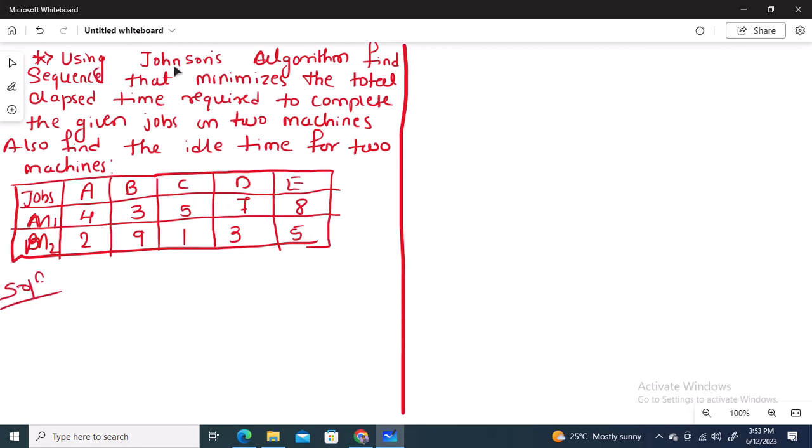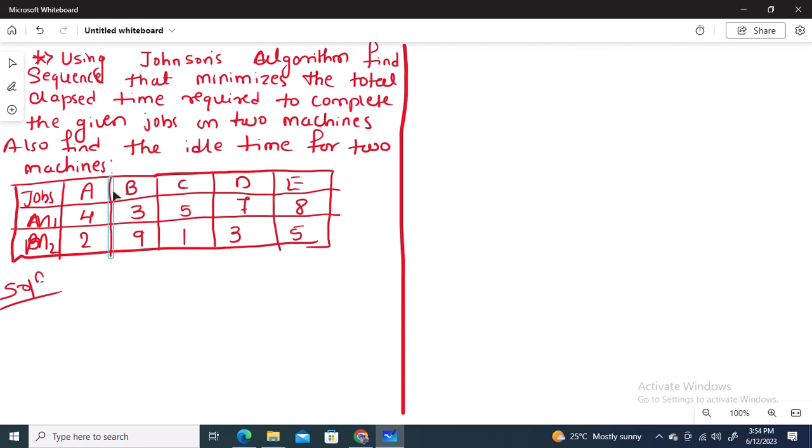You can see, using Johnson's algorithm, find the optimal sequence, or simply the sequence that minimizes the total elapsed time required to complete the given jobs on two machines. Also find the idle time for the two machines. There are 5 jobs A, B, C, D, E, and two machines, M1 and M2. The time is given, usually in hours, so we'll consider this as hours only. Now, how to find the optimal sequence?